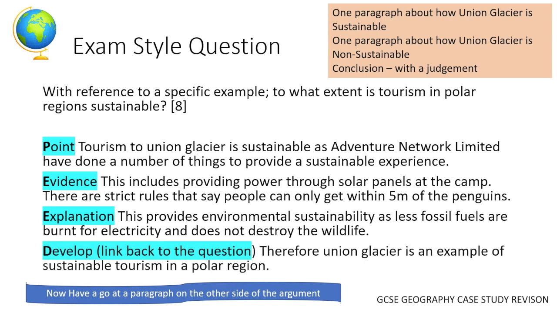And finally, my develop, or as I prefer, a link back to the question, therefore Union Glacier is an example of sustainable tourism in a polar region. And that would be one paragraph. But as you can see at the top, that isn't my question done. I then need to write a paragraph about how Union Glacier is non-sustainable, and then finally finish up my question with a conclusion with some kind of judgment. Yes, overall it is sustainable, or no, overall it isn't.